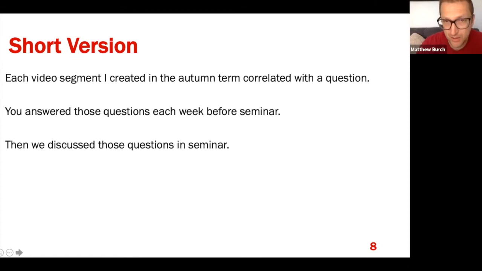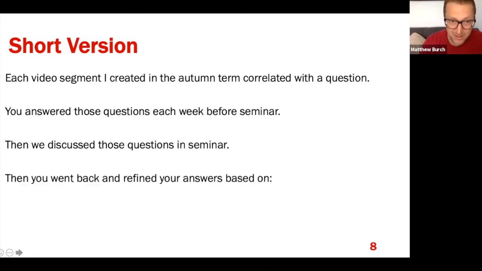Then we discussed those questions in seminar. Especially early on, before the difficulties of the year started getting in the way of people's attendance, we had significant numbers of people there, and people were really prepared and had thought through those questions and answered them before seminar. Then we discussed them in seminar. And then what I recommended that everyone do was to go back and look at the answer that you gave before the seminar and see if you need to refine your answers.